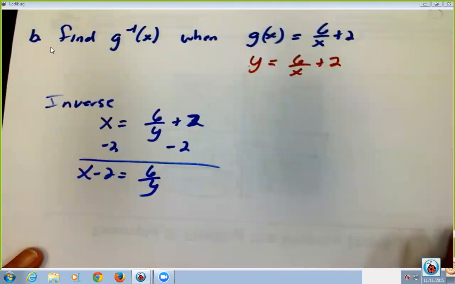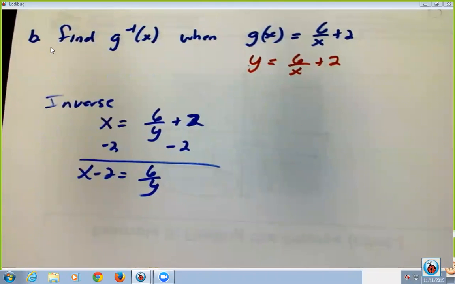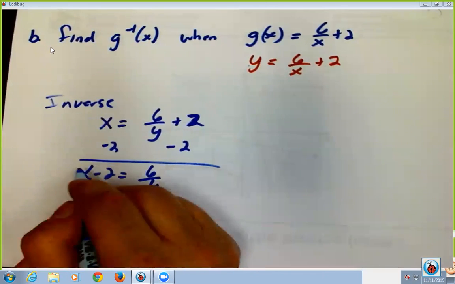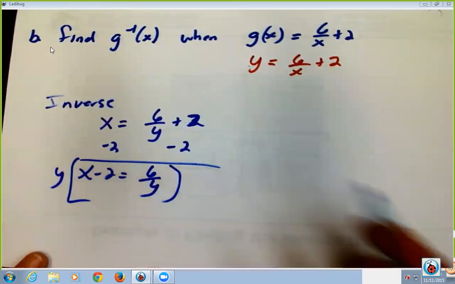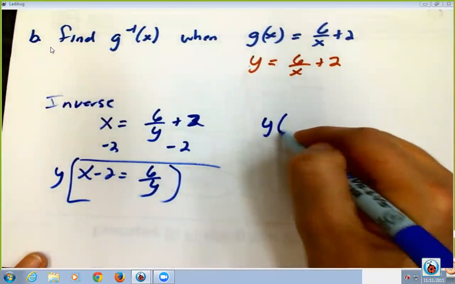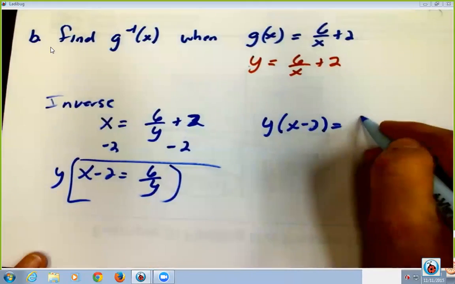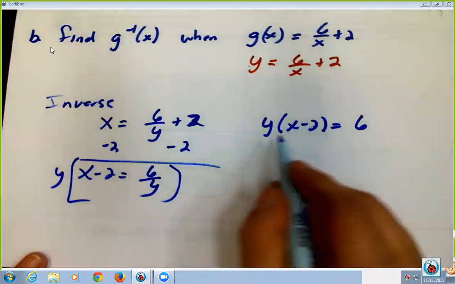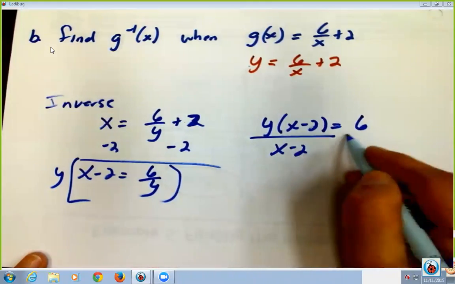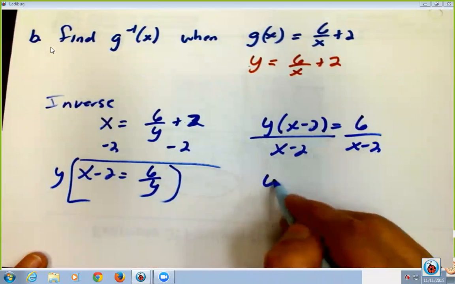How do I get a y out of a denominator? What would I have to do? So that ends up being a little bit different. So how do I get a y out of a denominator? Been a while since we did one of these. So multiply the whole thing by y. So I get y times x minus 2. These two cancel. Then all I have left to do is divide by an x minus 2.